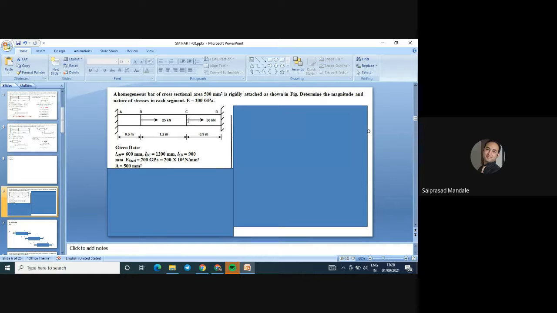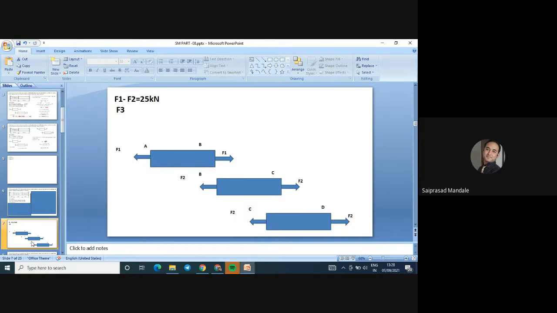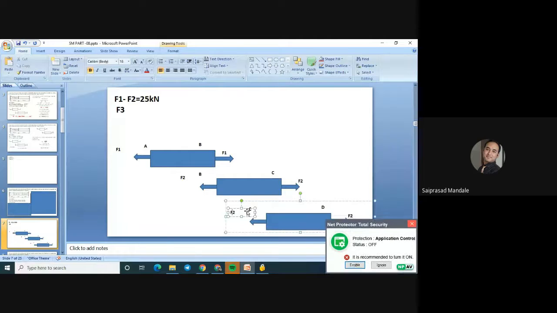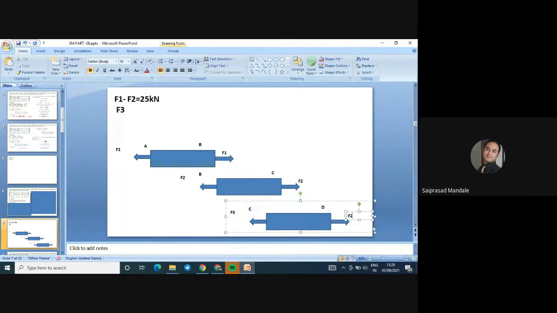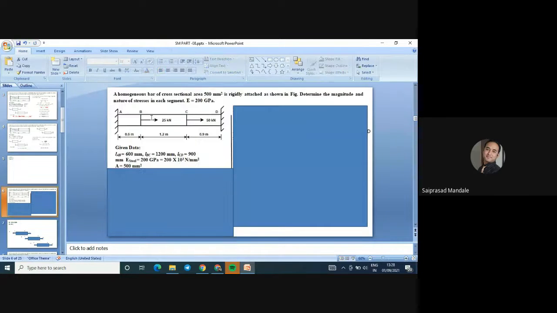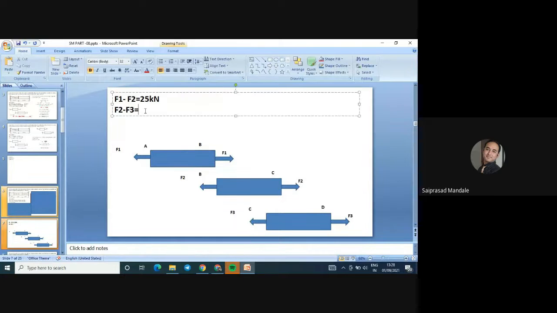Second equation is C is moving toward the left hand side. So C is over here. It is also moving toward the left hand side. So F2 minus F3 is equal to, F2 minus F3 is equal to how much? 50 kilonewton. 50 kilonewton. What is my point?